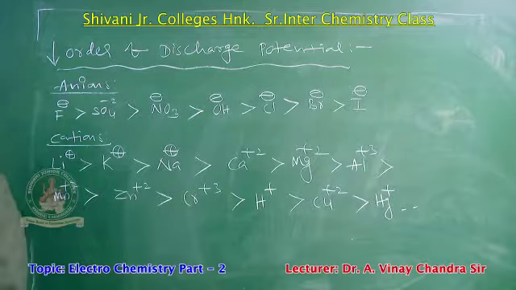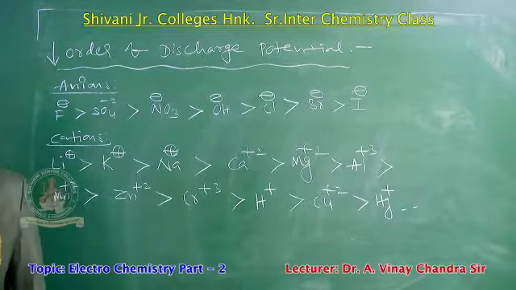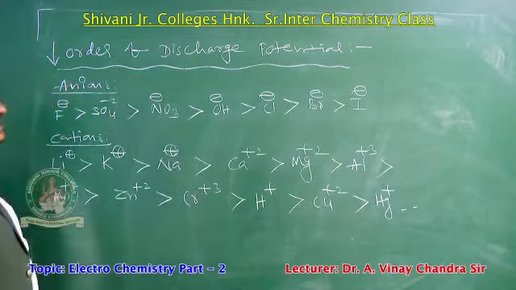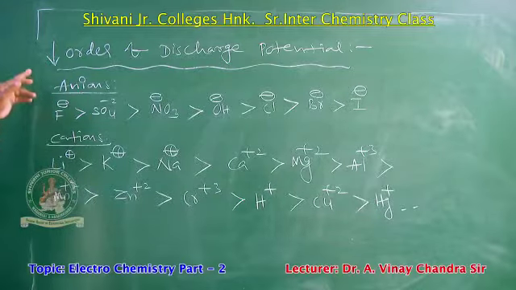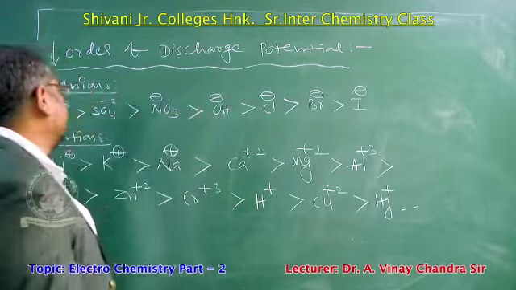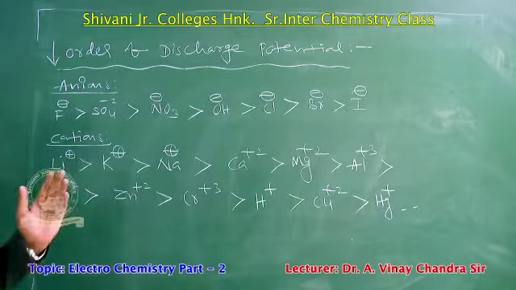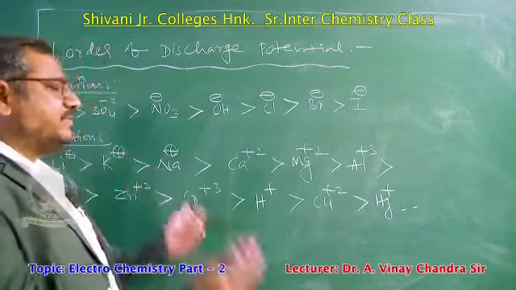When two or more anions or cations are present, the deposition rate depends on the discharging potential. The ion with the lower discharging potential is discharged more readily. Here some of the anions and cations are given in the table in decreasing order of their discharging potential. The ion which has the lower discharge potential will be deposited first.